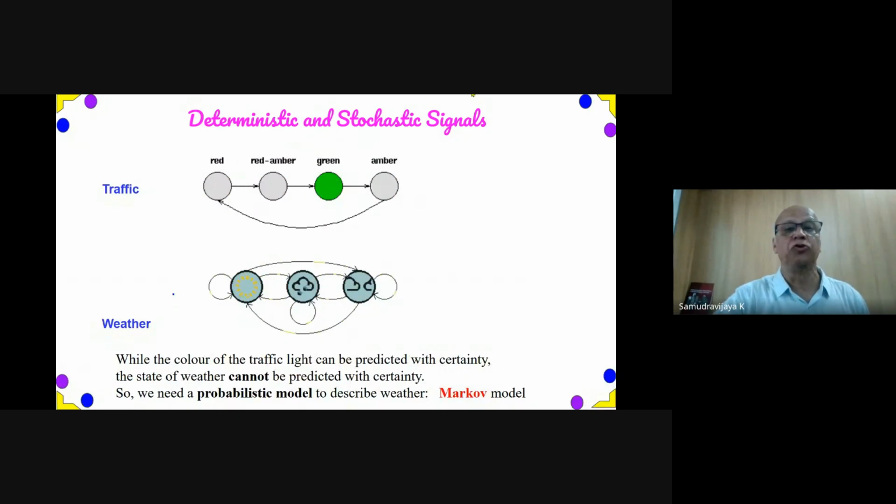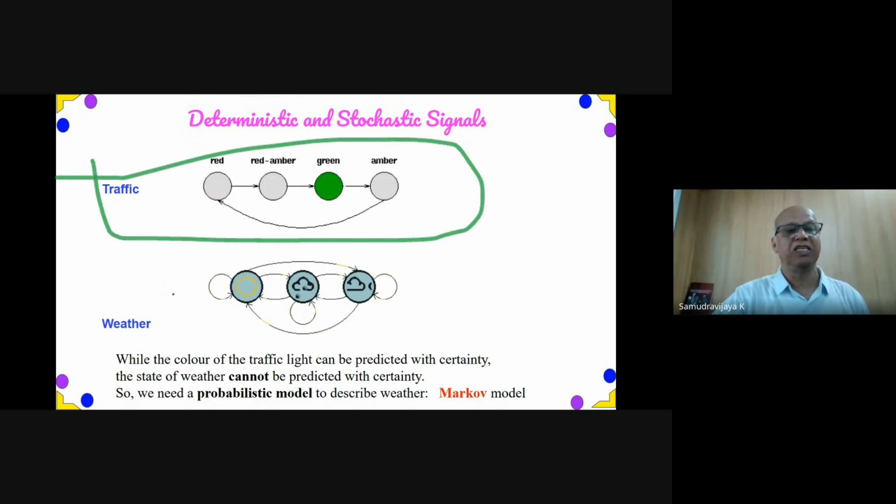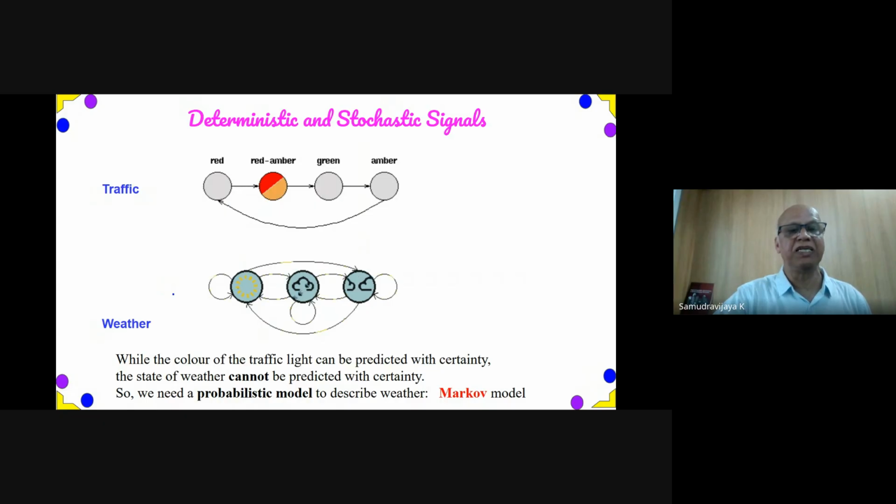Signals are of two types. One is called a deterministic signal. Let us look at the traffic signal. Initially it is red, then amber, green, amber, and comes back. We can predict the sequence of the different symbols coming one after another. In fact, even the time can be predicted.